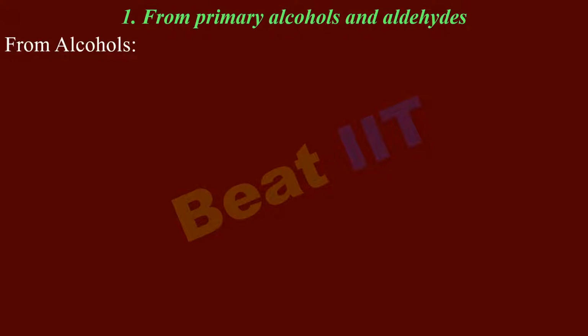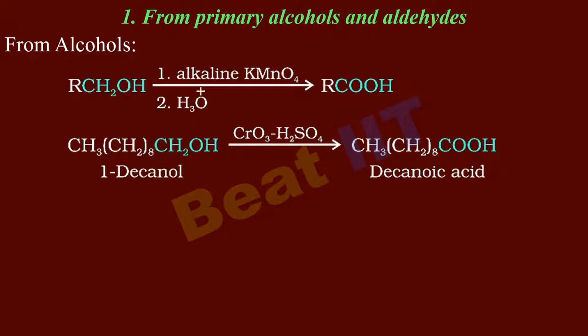The first one, from primary alcohols and aldehydes. From alcohols, this is the reaction you need to remember. Whether you use alkaline KMnO4 followed by hydrolysis, if you use this approach, there are 2 steps. You can write it in 2 steps, or you can write just 1 and 2. It indicates that first this reaction happens and then this reaction happens. You get acid, and this is oxidation.